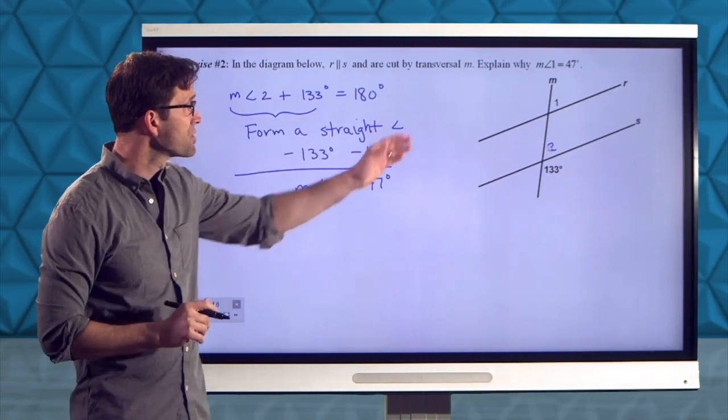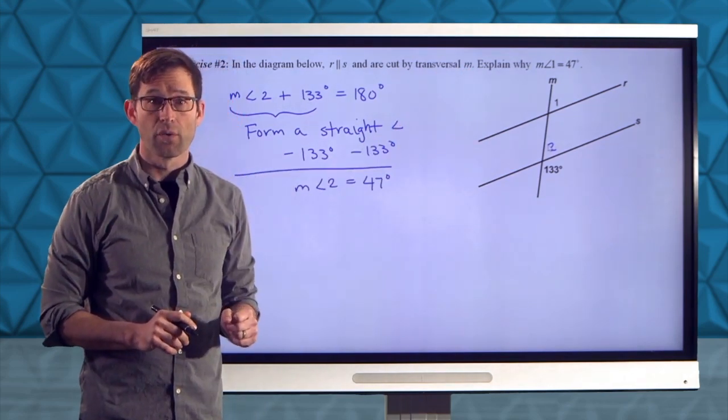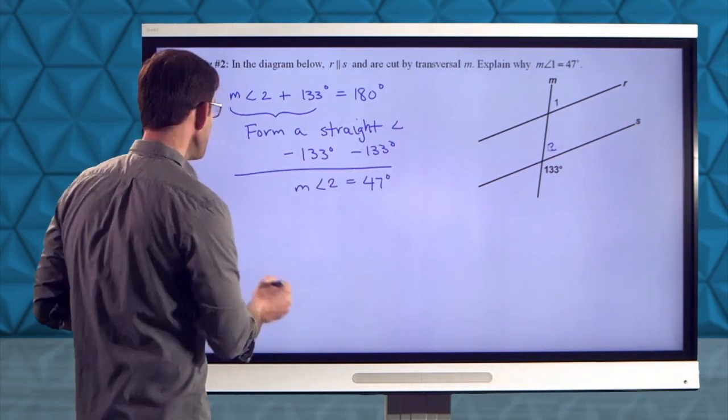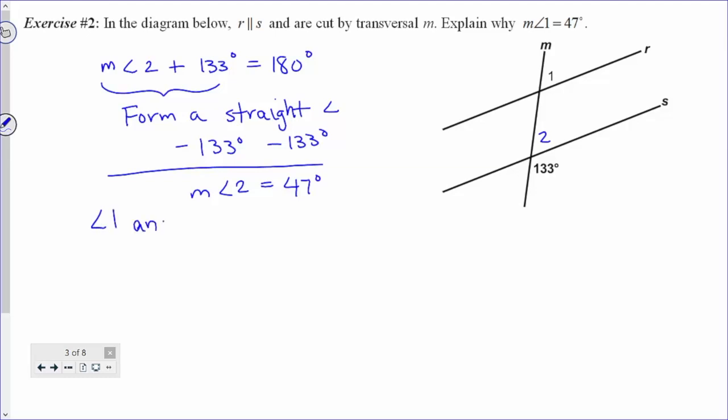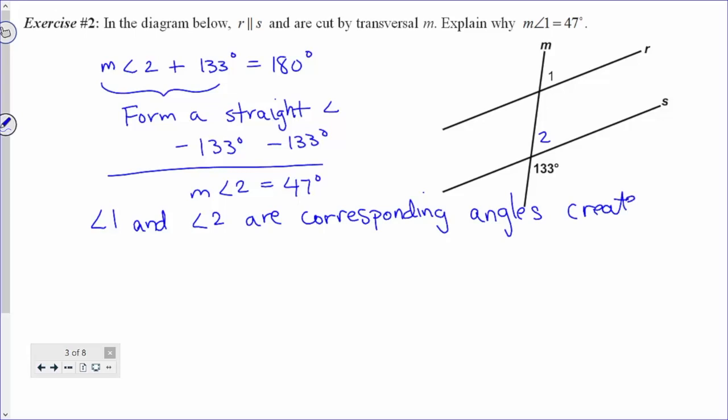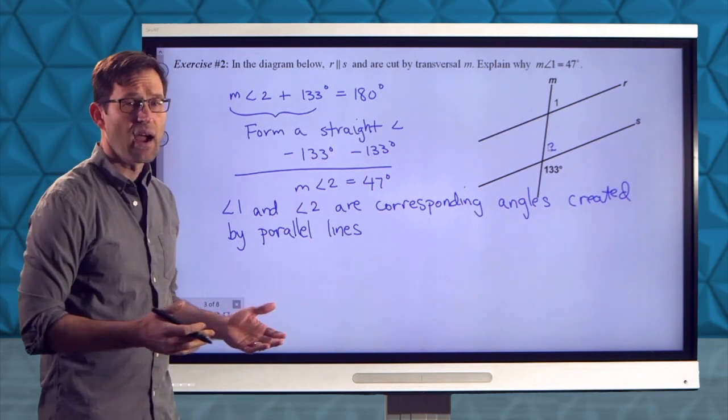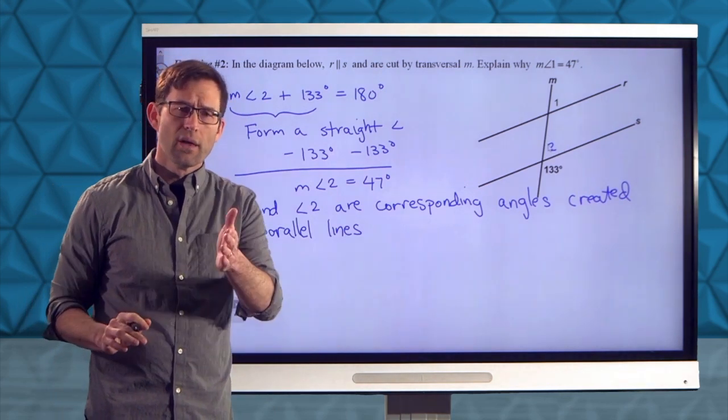But the problem asked me to explain why the measure of angle 1 was 47 degrees. Well, I can now say that angle 1 and angle 2 are corresponding angles. They're not alternate interior angles, but they're corresponding angles created by parallel lines. That's key. If I don't know that those two lines are parallel, then my entire analysis just falls apart. You got to watch out.